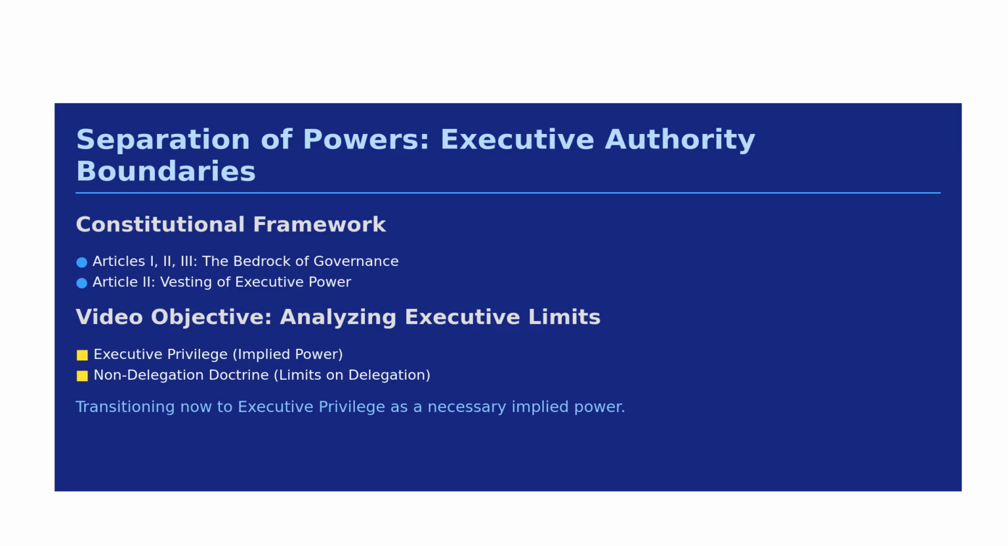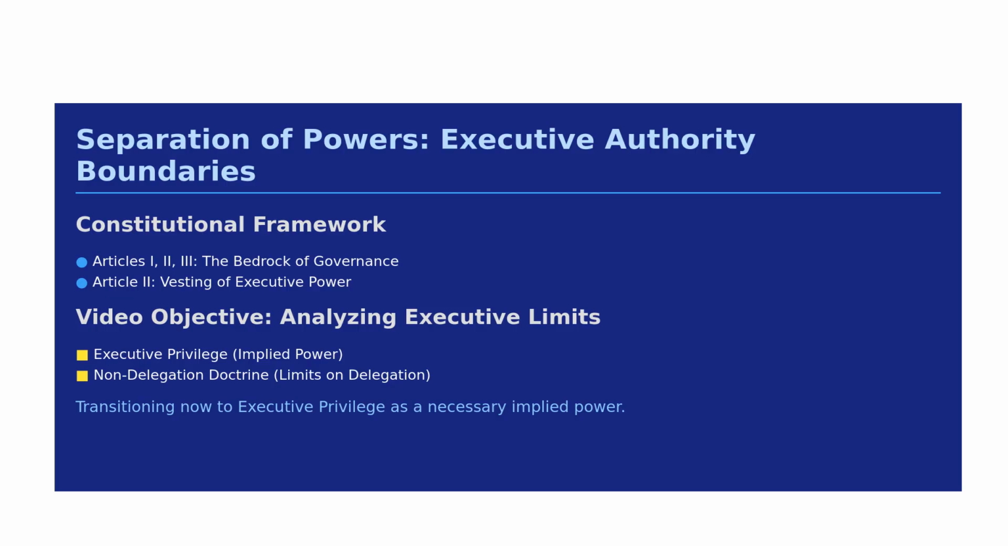The foundation of United States governance rests upon the constitutional structure of separation of powers, explicitly detailed in Articles 1, 2, and 3, which delineate the legislative, executive, and judicial branches, respectively. Article 2 vests the executive power in the President, establishing inherent authority necessary for the functioning of that branch.